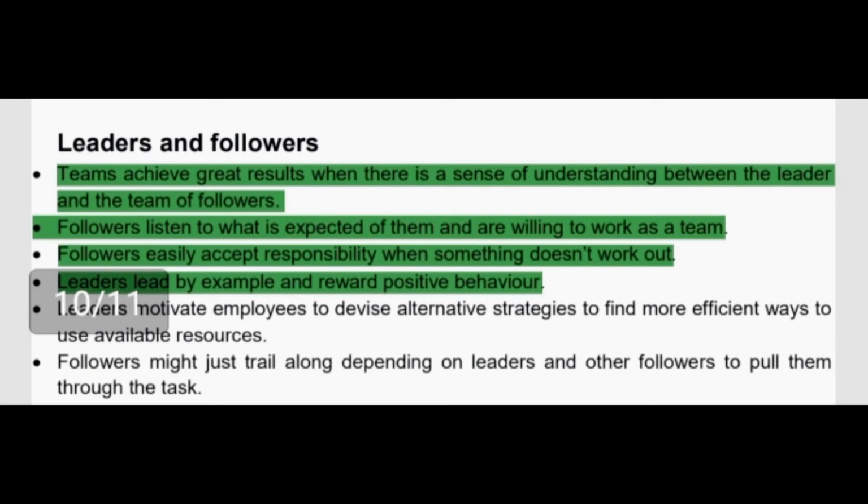That shows that there is a sense of understanding. They understand each other. The leadership understands the team, and the team also understands the leadership. And the team also understands each other among themselves. Then bullet point number 3, when it comes to leadership and followers: leaders lead by example and reward positive behavior.